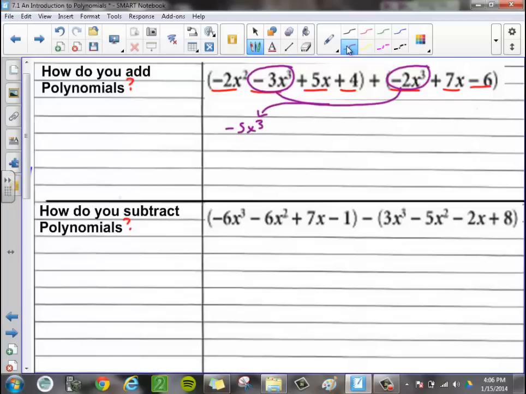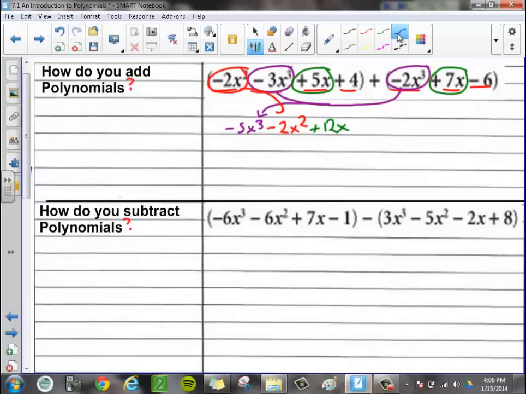Okay, let's move on to the next highest term. It looks like we have a negative 2x squared right here. Do we have any x squareds over here? No. So we'll just bring this one down as minus 2x squared. Moving on to the next one. Next we've got the positive 5x. Do we have any x terms here? Oh, yes we do. So we've got 5x plus 7x. That gives us a total of 12x.